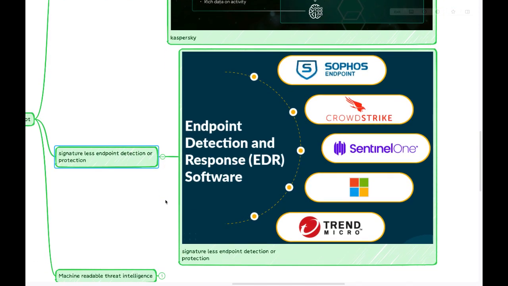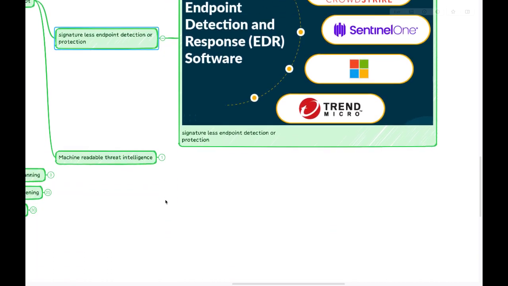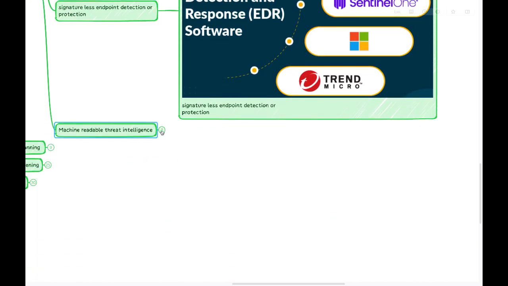Signatureless endpoint detection or protection is a cybersecurity approach that focuses on identifying and defending against threats without relying on traditional signatures or known patterns of malicious activity. Unlike traditional antivirus software that relies on signature-based detection to identify and block known threats, signatureless solutions use various techniques and technologies to detect and prevent both known and unknown threats, including zero-day attacks and polymorphic malware.